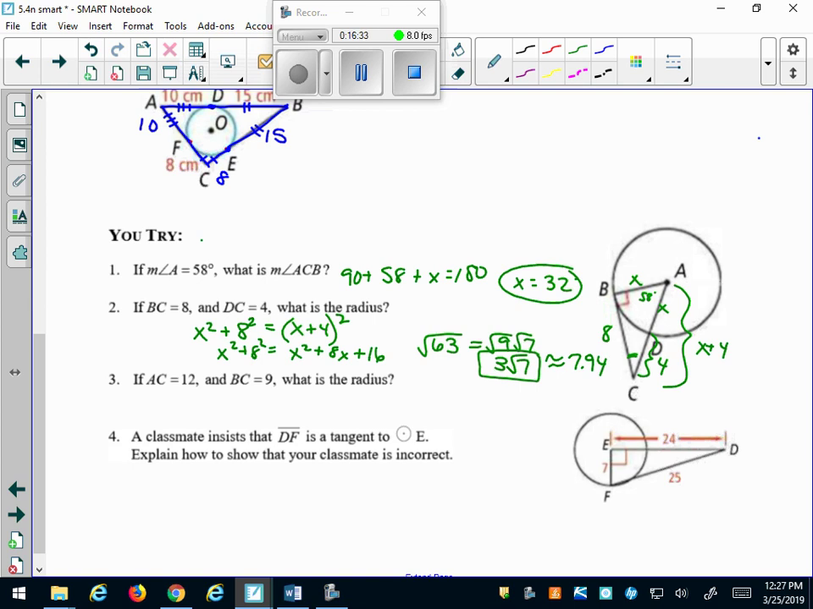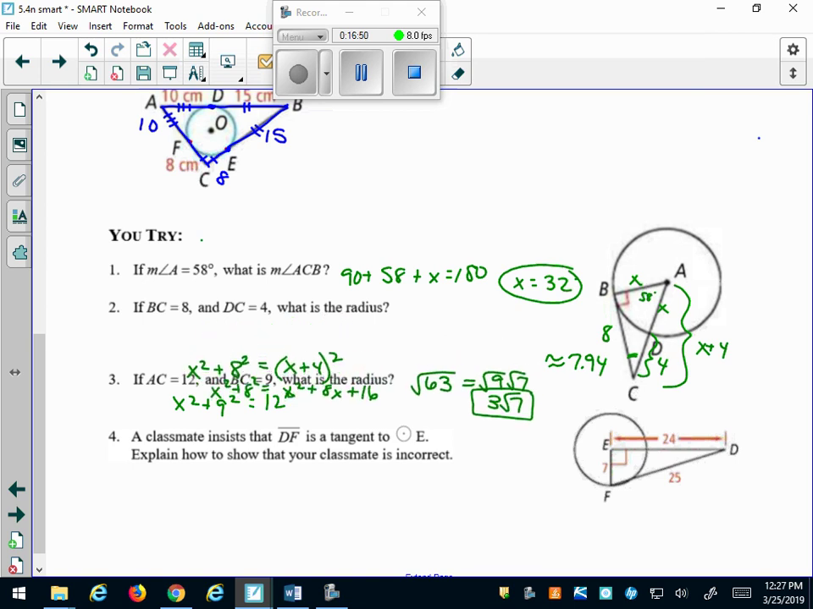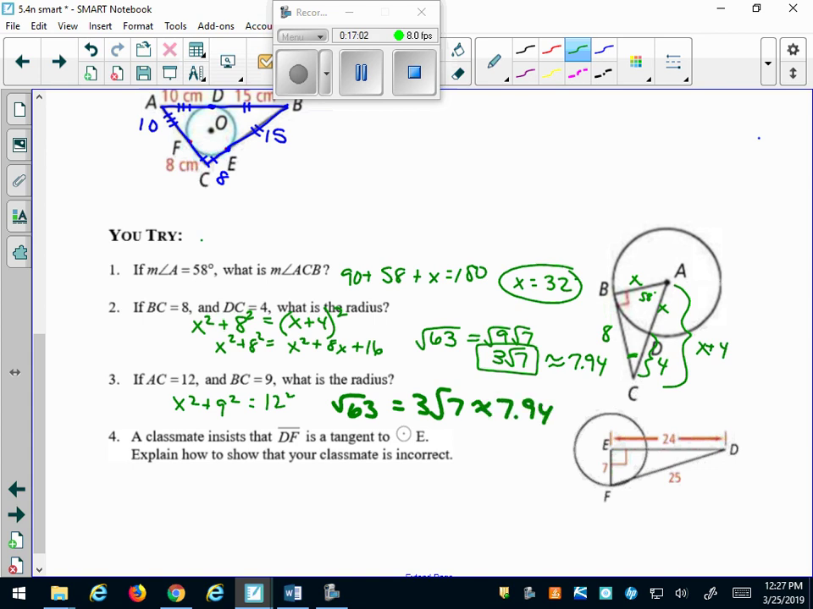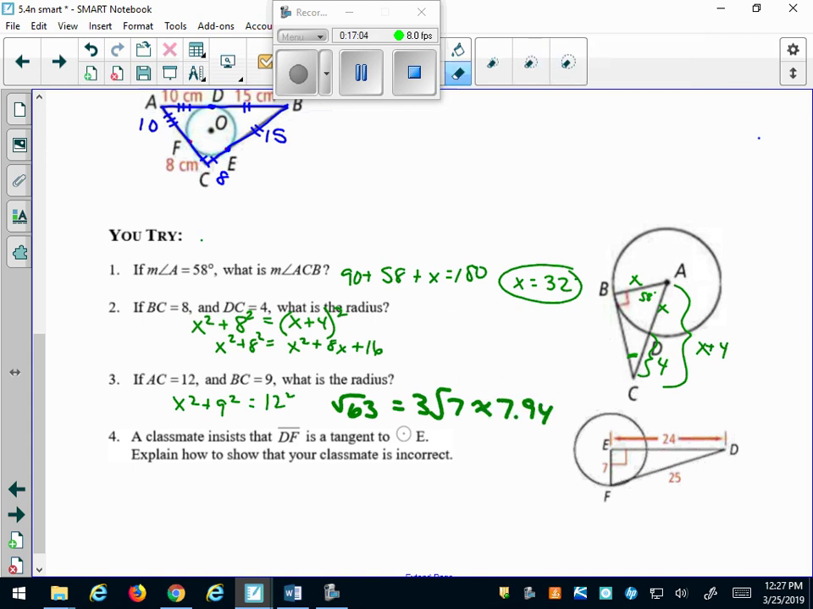All right, number 3 was straightforward Pythagorean theorem, just x squared plus 9 squared equals 12 squared. And that turned out to be, oops, did I do that one wrong? Yes, I did. That's this one. Sorry. Oh, dang, okay. Sorry, I put the wrong answer in the wrong spot. This one was square root of 63, which is 3 root 7, which is approximately 7.94. This one came out nice and even. X was 6. Yeah, radius was 6 there.